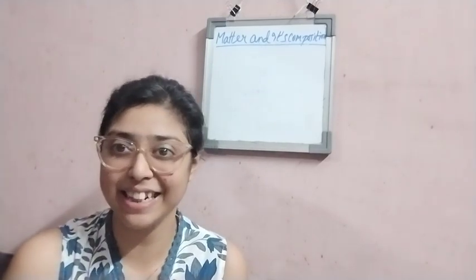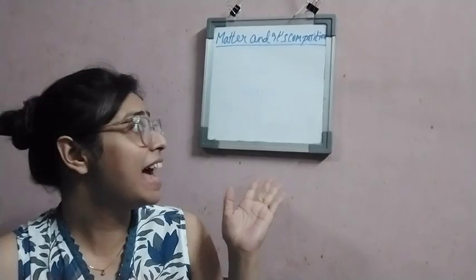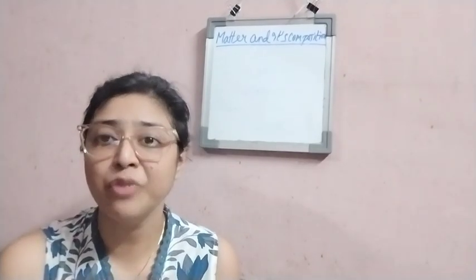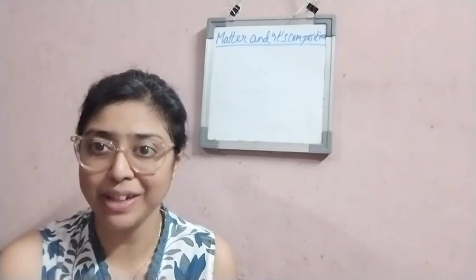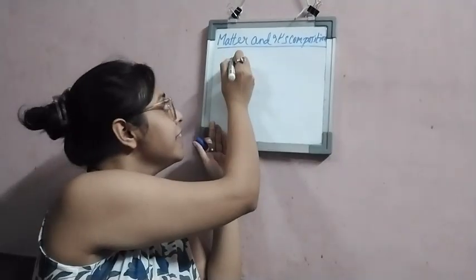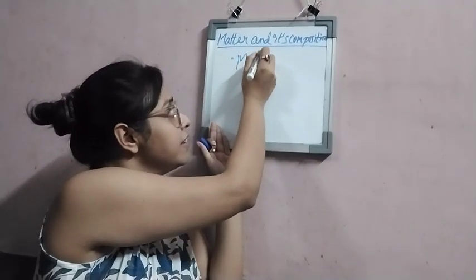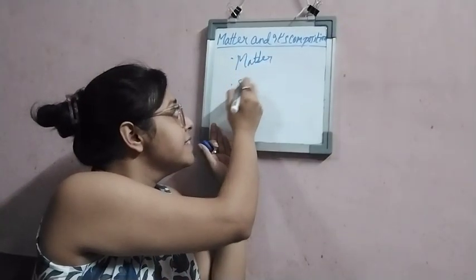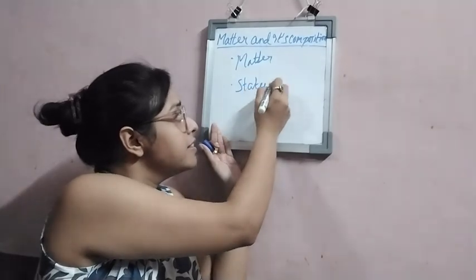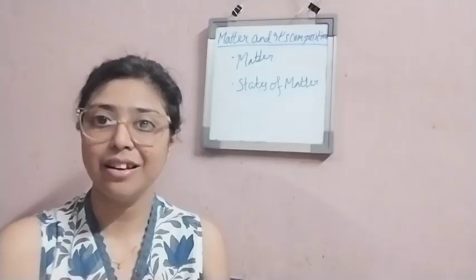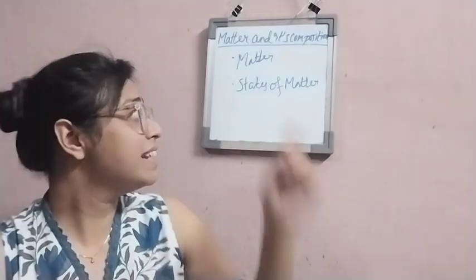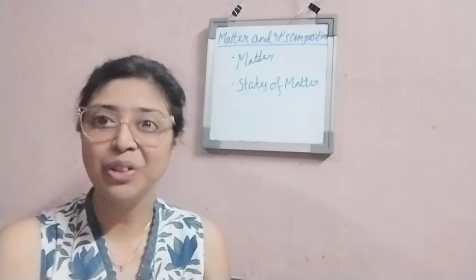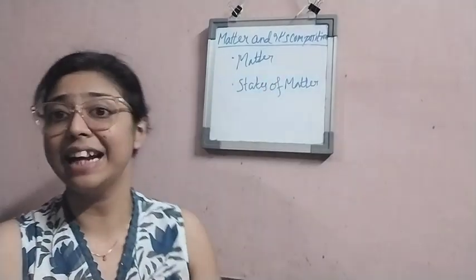Let's get started. It is a very basic and simple chapter, matter and its composition, and in today's class we will discuss mainly two topics. Number one is matter, that is, what is matter, and the second one is states of matter. So today we will discuss these two topics in detail. Let's start with the first topic, that is matter.